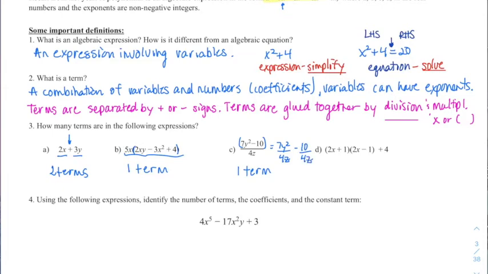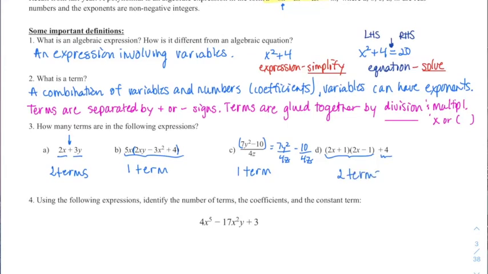Okay, how about the last one? I think we can see here that that is 1 term, and we've got a second term there. So here we've got 2 terms.